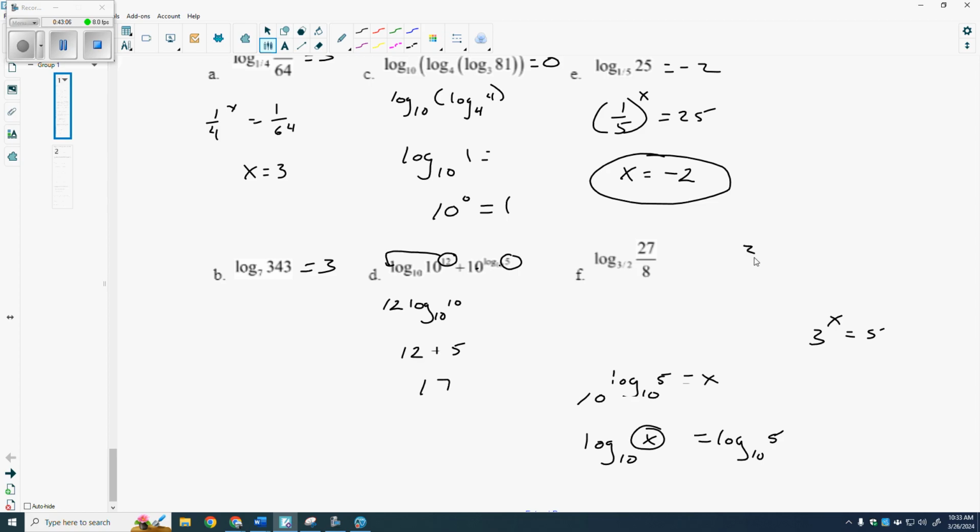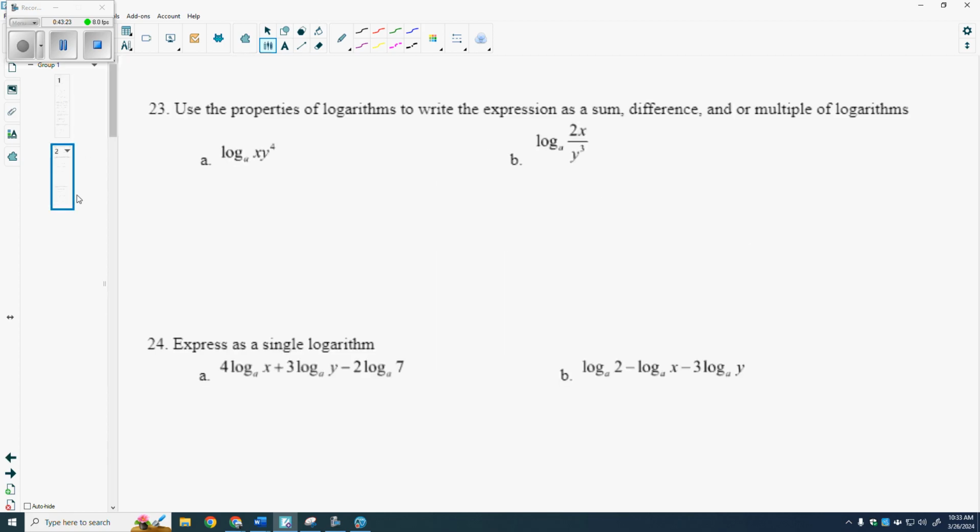Okay, 3 over 2 raised to what power equals 27 over 8? I liked 3 for this worksheet. X equals 3. Okay. I think we're over halfway done.